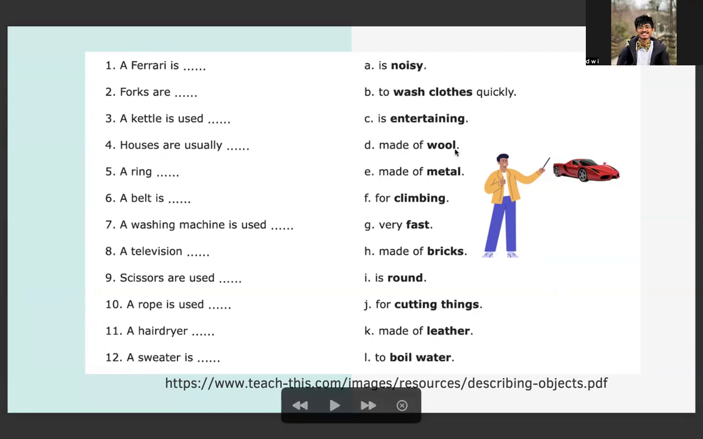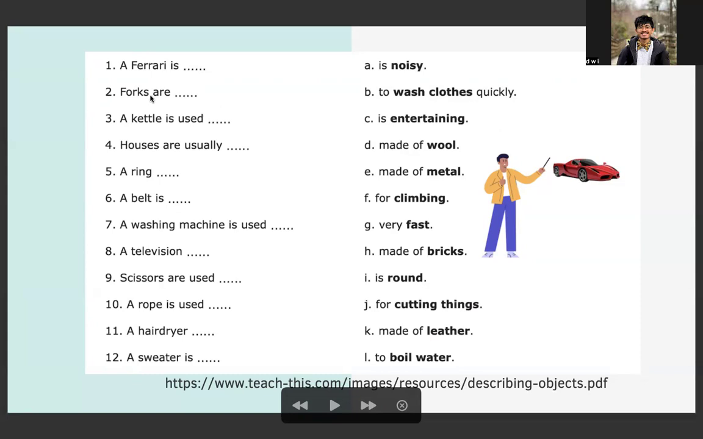Okay, now let's talk about the Ferrari here. When we talk about Ferrari, it is a car, right? It is a really good car. It is an expensive car. And of course, it is very fast. So we can connect the object Ferrari with the description of something very fast.